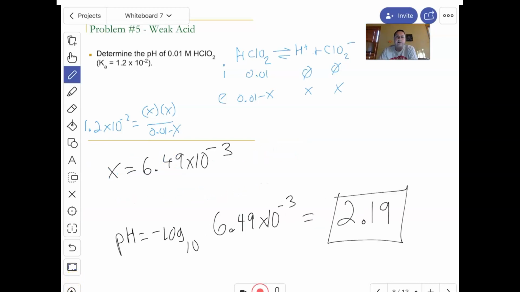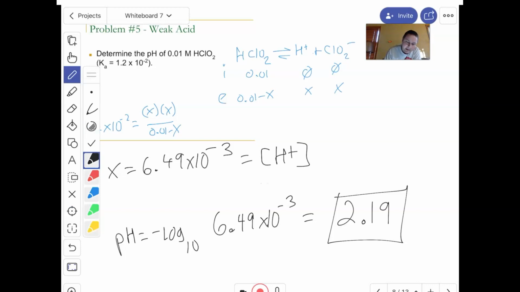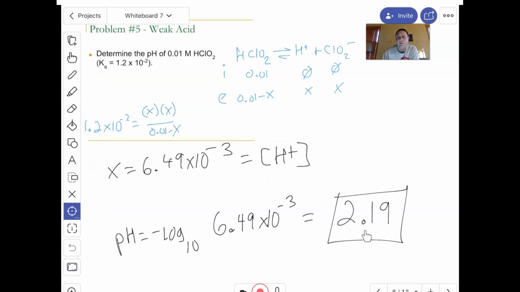Okay, the difference here is that I didn't feel like doing a quadratic. You could definitely work this out, get a quadratic equation and solve. I felt like using the solver on my calculator, which randomly throws in values until it finds the one it likes. And I get x is this value. X is the same as H plus, so I can take the negative log of H plus. I should maybe write in there that this is equal to H plus. And therefore, I get a pH equal to 2.19.